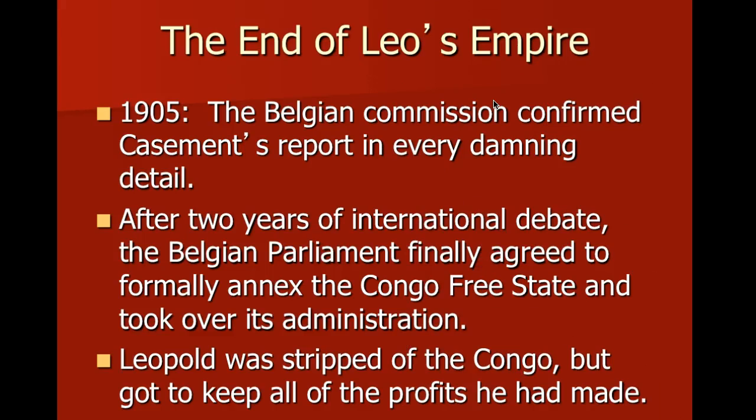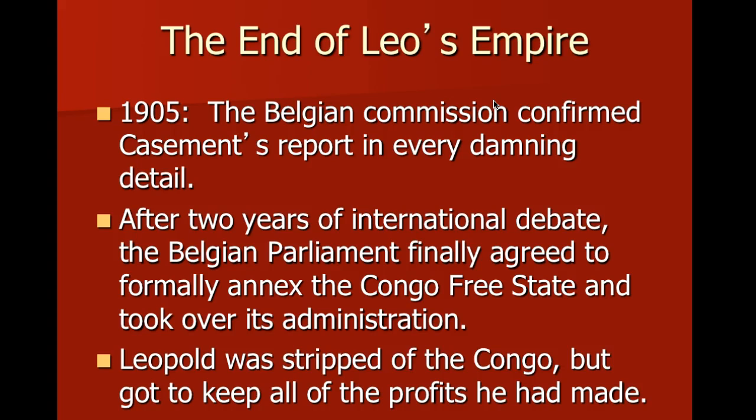This begins his downfall. Leo's empire by 1905 is beginning to crumble. The Belgian Commission confirmed Casement's report in every damning detail. After 2 years of international debate, the Belgian parliament finally agreed to formally annex the Congo Free State, took over its administration from King Leopold.